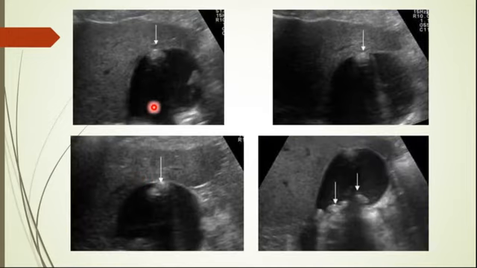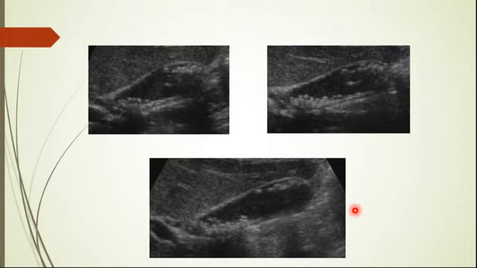For example, you can see here, this stone is floating within the gallbladder, while these stones are sinking within the gallbladder. It depends on their specific gravity. They can be floating or sinking or in the dependent position. Again, in another gallbladder, you can see multiple stones. Some are floating, some are dependent, depending on their weight and their specific gravity.